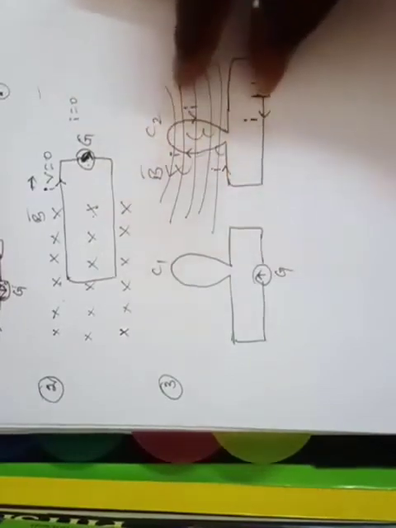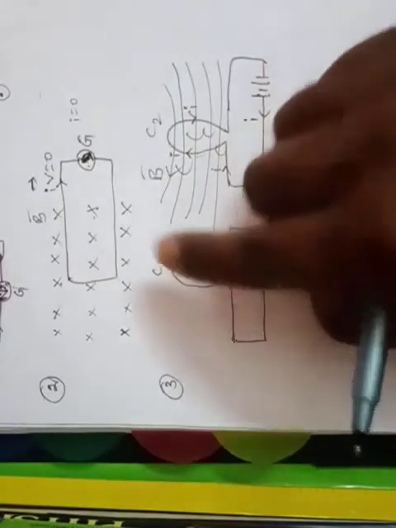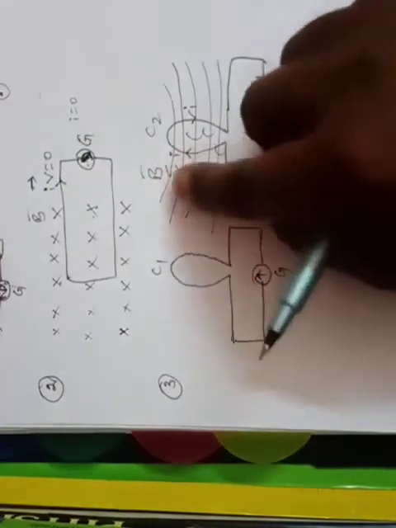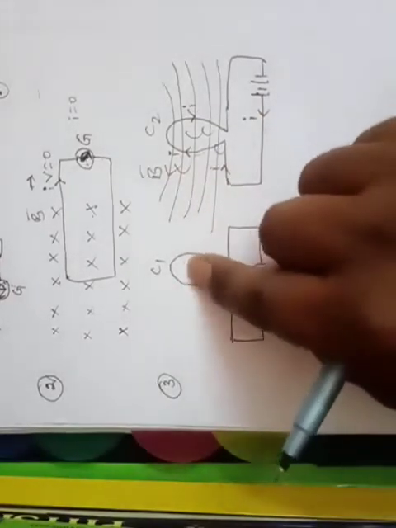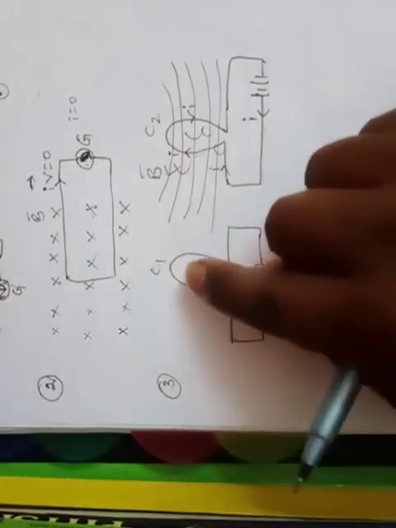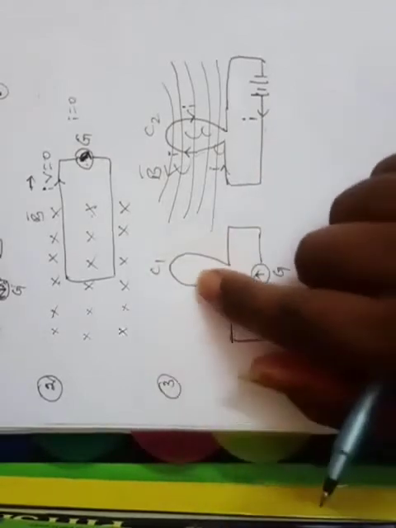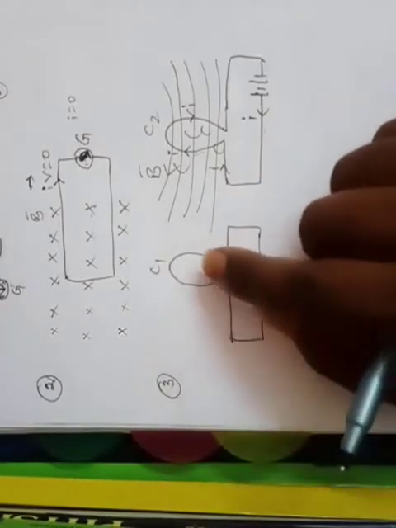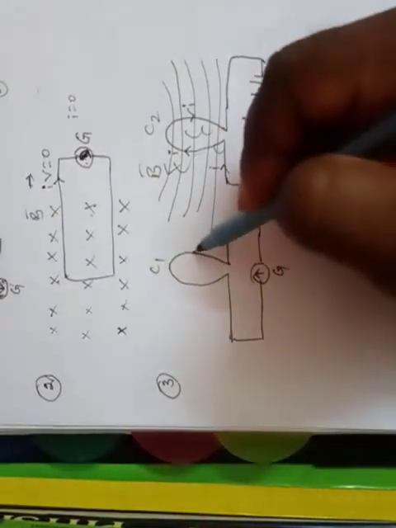If this one is moving toward the coil C1, then the flux, meaning the number of magnetic field lines entering into the coil C1, is going to increase. So flux is going to increase. Flux going to increase means flux will be changed. Flux will be changed means what is produced? Induced EMF, which causes the direction of induced current.